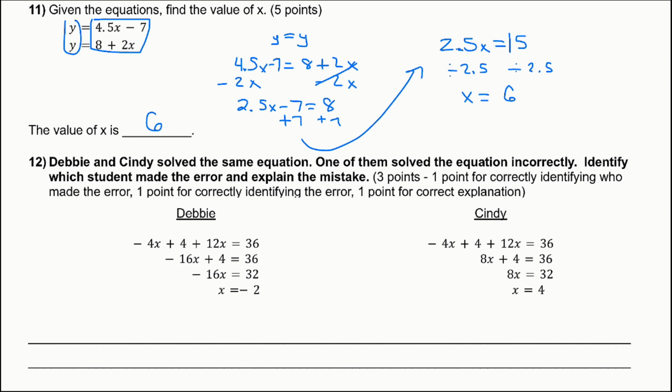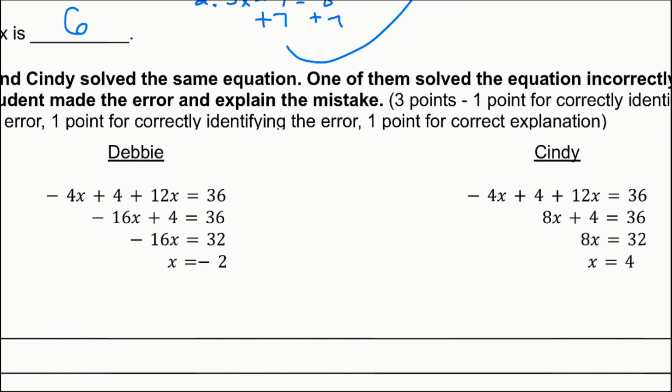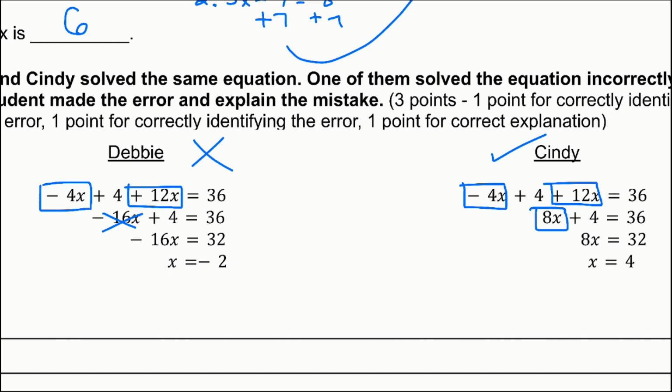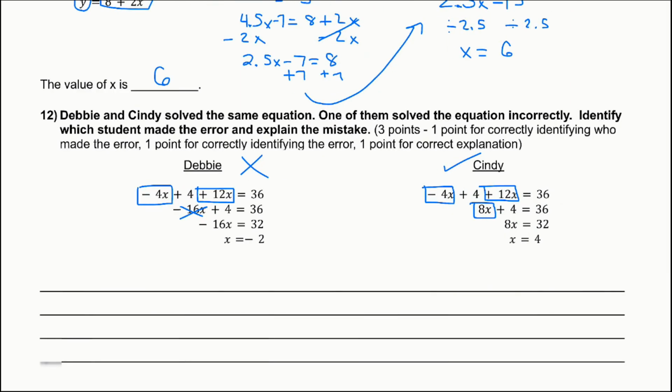On this last one, I'm just going to kind of point this out and talk, because I don't want to write anymore, because it's actually starting to hurt my finger, because it's so hard to write on this. So Debbie and Cindy solved the same equation. One of them solved the equation incorrectly. Identify which student made the error and explain the mistake. So the first thing that we have is combining like terms. So let's see if they did it right. Negative 4 plus 12x, that is not negative 16. Let's see if Cindy did it right. Negative 4x plus 12x, that should be an 8x. Cindy did it right. So Cindy is right, Debbie is wrong, and that's going to be it for this, okay?